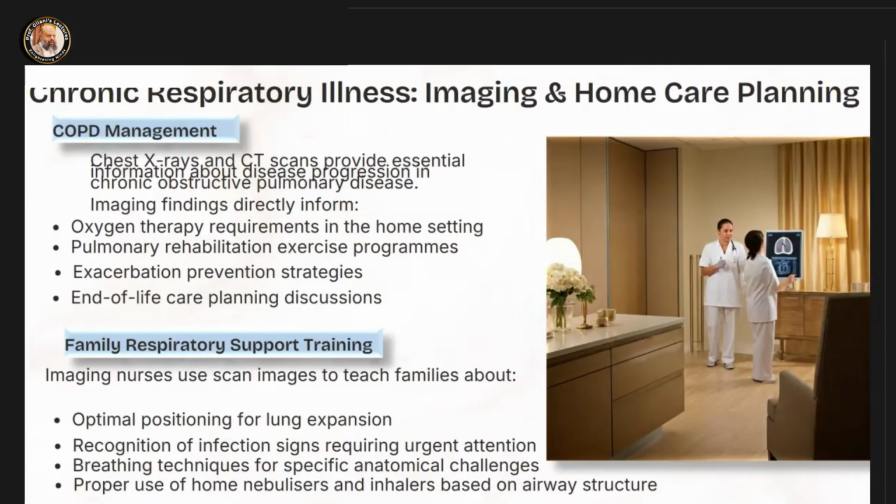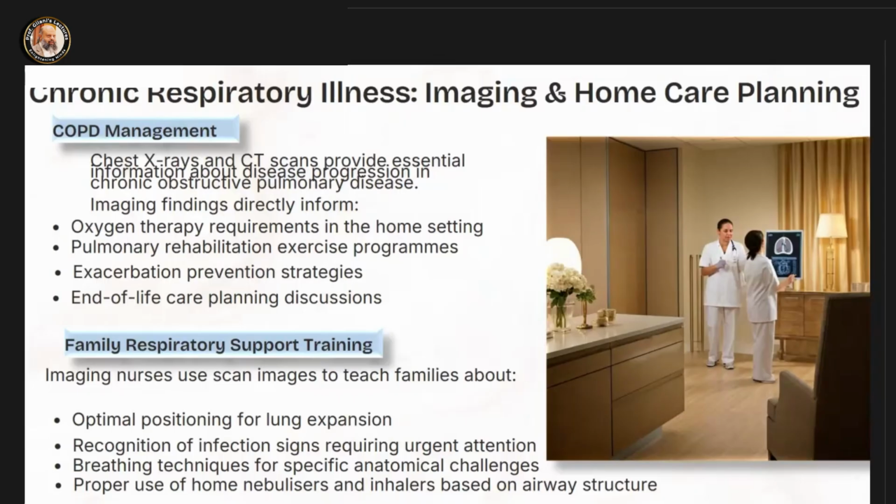In chronic respiratory illness, imaging and home care planning. In COPD management, chest X-rays and CT scans provide essential information about disease progression in chronic obstructive pulmonary disease, which is COPD.